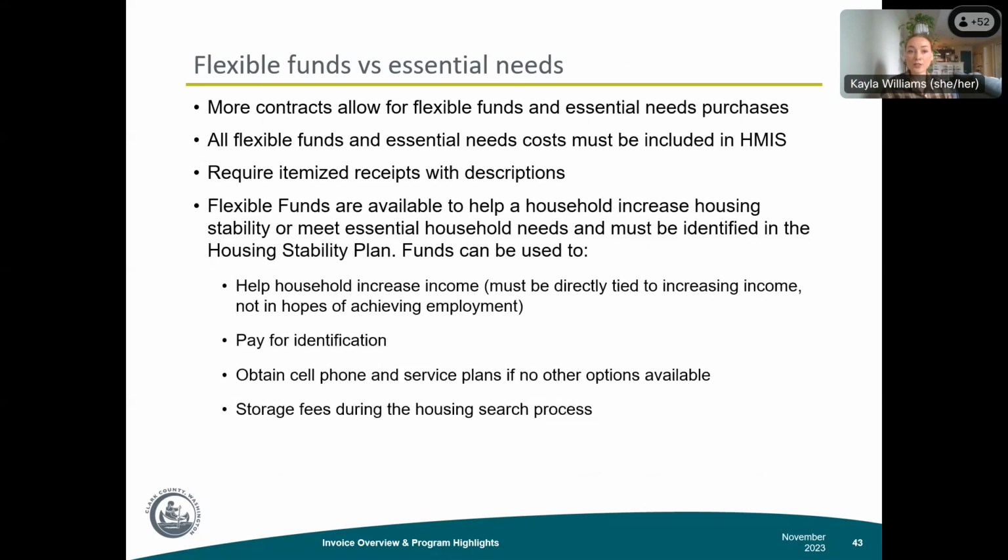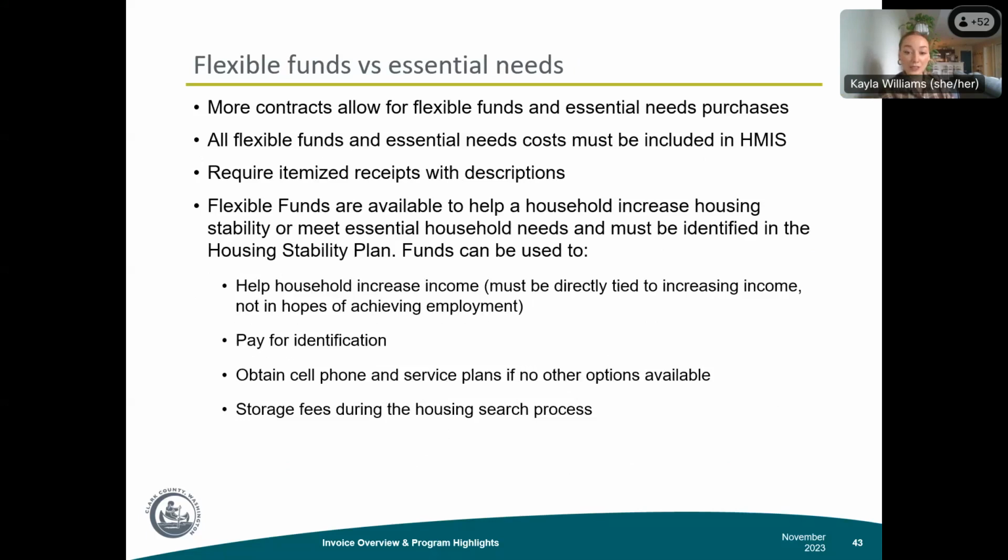Flexible funds versus the essential needs category. So more contracts allow for flexible funds and essential needs purchases now. All flex funds and essential needs need to be included in HMIS. They're required itemized receipts with their descriptions. Flex funds are available to help a household increase housing stability or meet essential household needs.